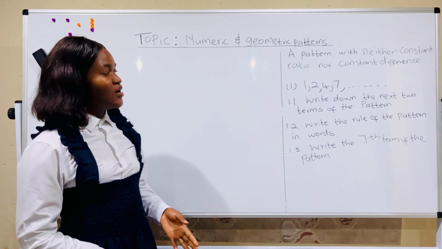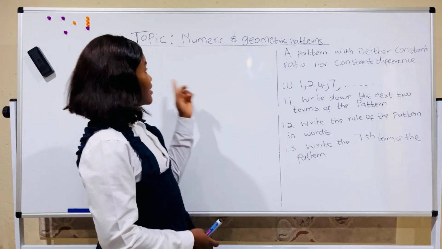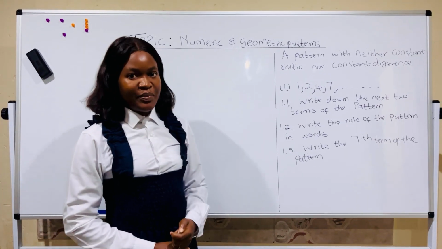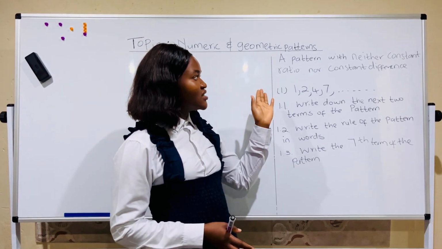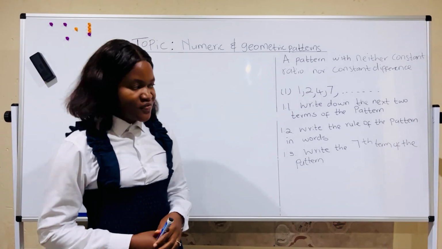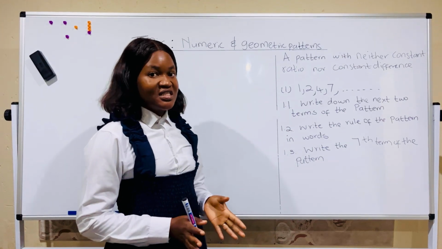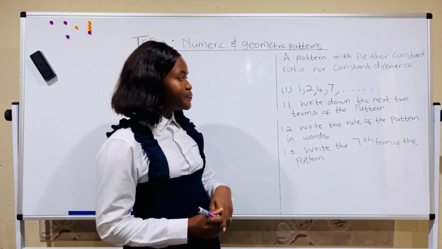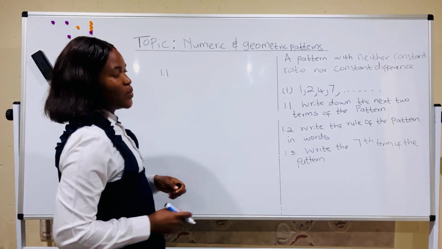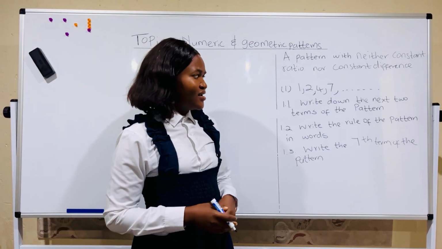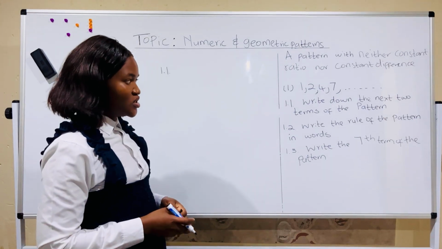So now we're on our lesson number 3 on numeric and geometric patterns: a pattern with neither constant ratio nor constant difference. So without wasting any time, we're going to 1.1. Question 1.1: write down the next two terms of the pattern.